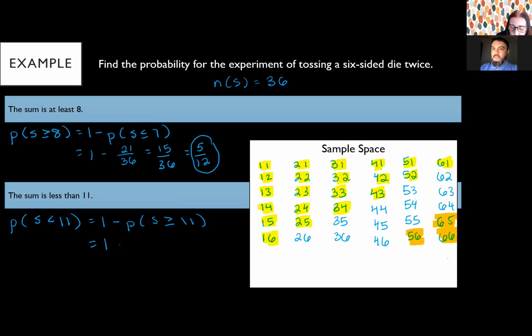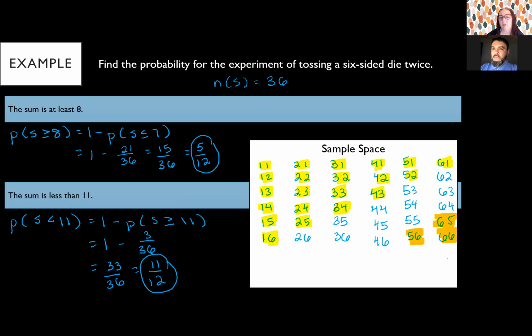So this is one where it's worth doing the complement because you're adding a lot fewer things together. So that's 1 minus 3 over 36, because there's only 3 of them that are greater than or equal to 11. And so that gives us 33 over 36. And then that reduces to 11 over 12.